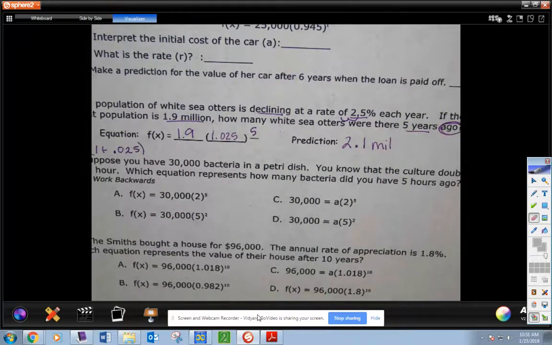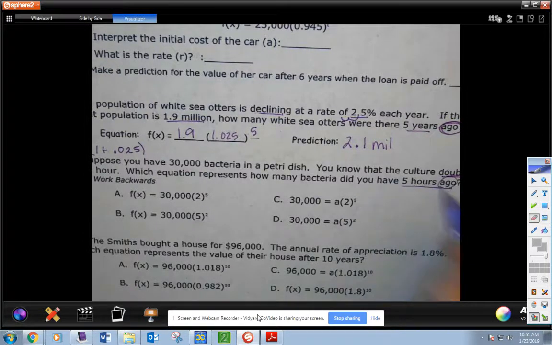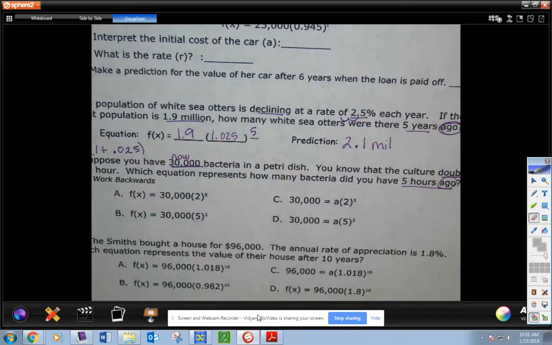For number 8, suppose you have 30 bacteria in a petri dish. You know that the culture doubles. Ooh, big word right there. That's important. Doubles every hour. Which equation represents how many bacteria you have 5 hours ago? Okay, so again, this is going to be working backwards. 30,000 is not my initial amount. That's what I have now, not what I started with. So you want to make sure that you're not putting 30,000 in a spot because this is the now, not initial. Okay, doubles tells you have a factor of 2.